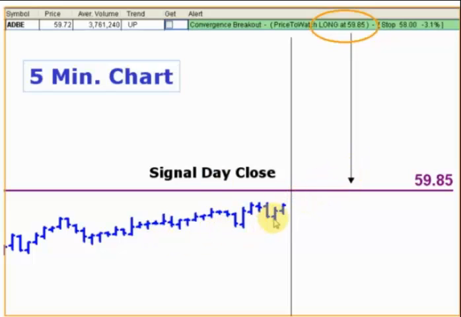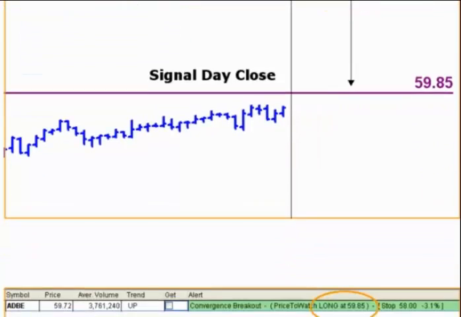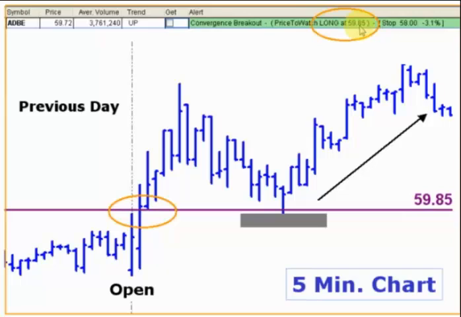This is day one. We're looking for a move above the trigger line. So let's take a look at what happens. The software issued this trigger on this day at the close, 59.85. So we got the line. The very next day, here's the open on the 5-minute time frame. First 5-minute bar, the stock is trading below the trigger line. The second bar penetrates. So within 10 minutes, you can be in a trade there.